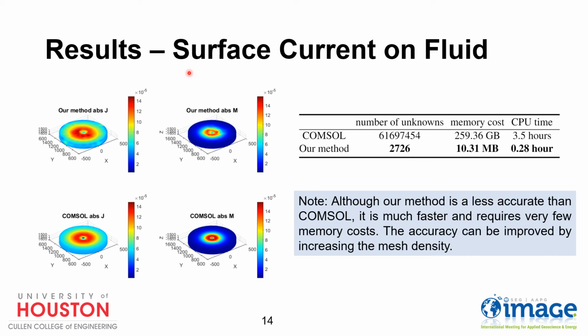Here we show the results of the surface current on the fluid. In the previous slide, we just showed the geometry of the problem. Here we use a thin cylinder disc as the reservoir fluid. In this plot, on the upper panel, we show the results obtained by our method. This subplot shows the electric current, and this subplot shows the magnetic current. In the bottom panel, these results are obtained by COMSOL.